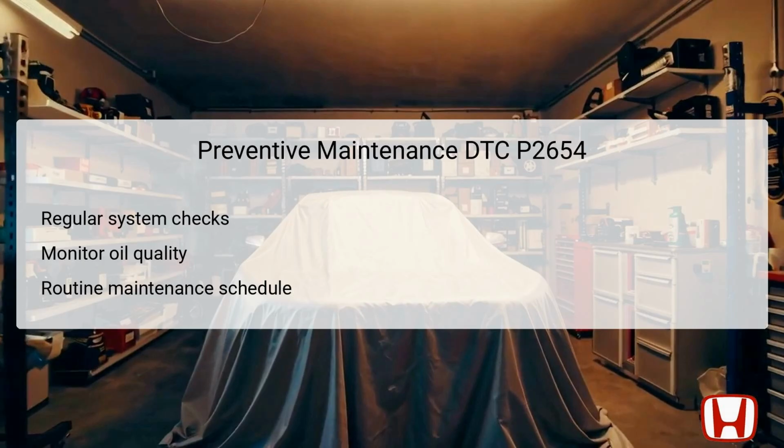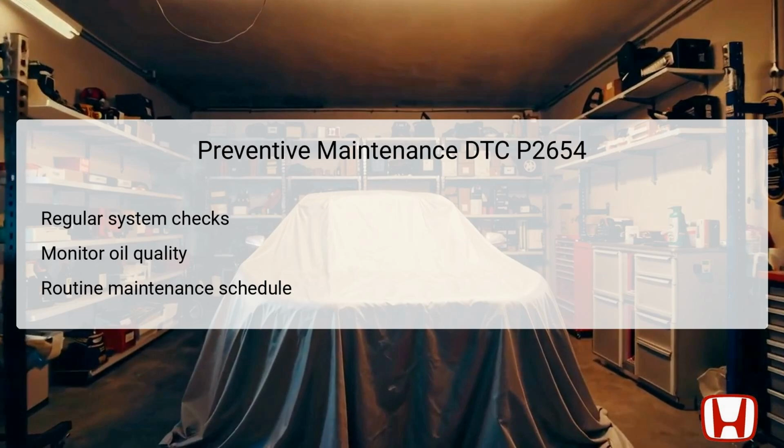Additionally, monitoring the quality of engine oil is essential. Dirty or degraded oil can disrupt the effective operation of the variable valve timing and lead to performance issues. Following a routine maintenance schedule, including oil changes and inspections of associated components, will promote optimal engine performance and longevity. Educating vehicle owners about the importance of these practices can lead to fewer occurrences of DTC P2654 and enhance overall vehicle reliability.